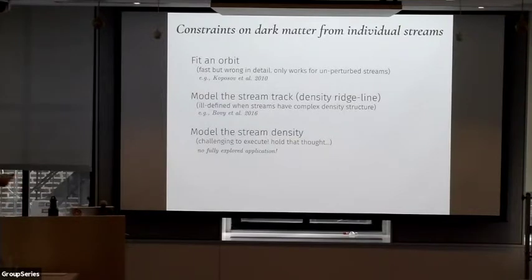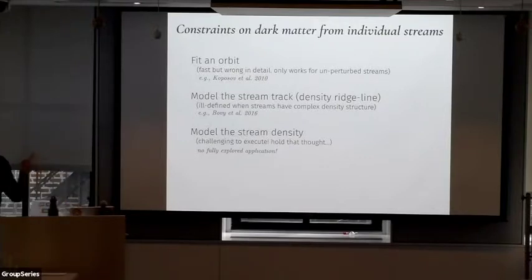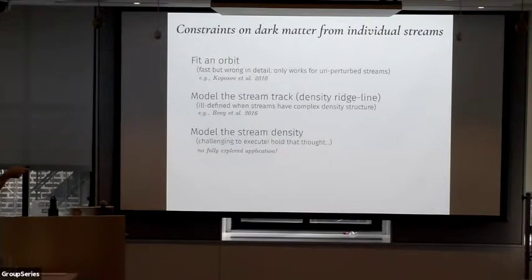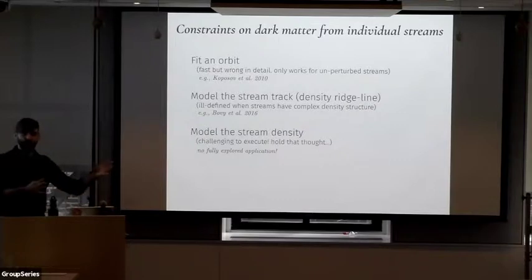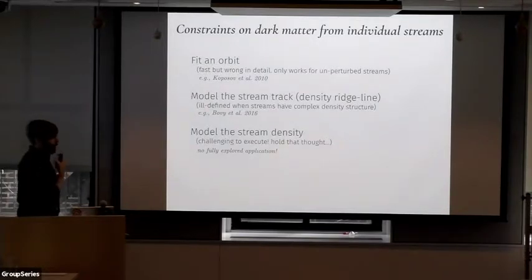Another thing that's been used, that's actually been applied to real data, is what I'm calling modeling the stream track. And by track, I just mean the sort of ridgeline in density in the full six-dimensional density space. So this is slightly more correct than just fitting an orbit, but it becomes an ill-defined procedure if the stream is not just this simple, thin, linear structure. If it has more complex morphology, by widening, or has gaps, or has been interacting with other things.